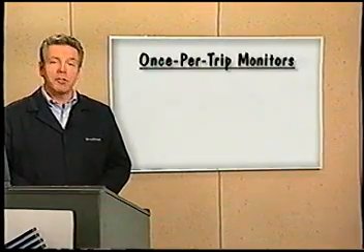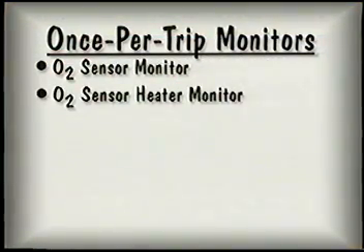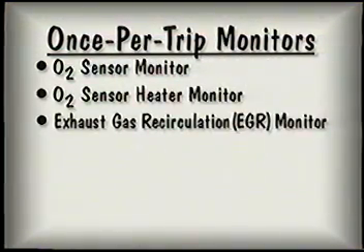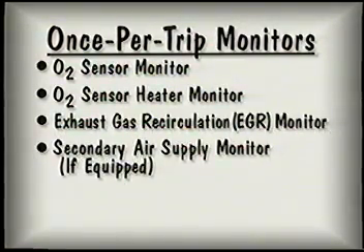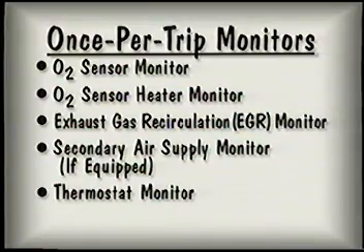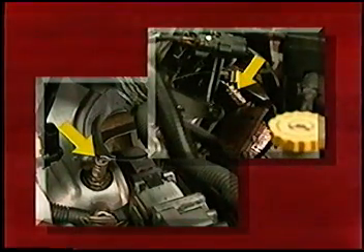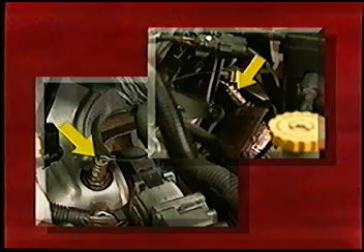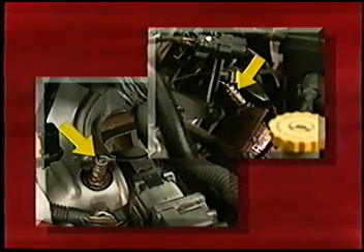Once per trip monitors include an O2 sensor monitor, O2 sensor heater monitor, exhaust gas recirculation or EGR monitor, a monitor for the secondary air supply if the vehicle is so equipped, a thermostat monitor, and an evaporative emissions monitor. The O2 sensors provide information about exhaust stream oxygen content to the PCM. When the monitor is conducted by the PCM, the O2 sensors are tested for big slope counts and half-cycle counts.